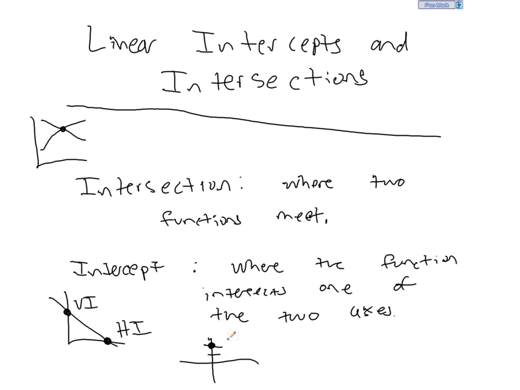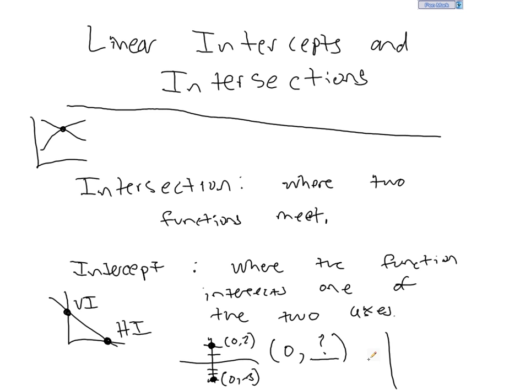Let me draw some tick marks. Well, that point would be 0, 2. If I draw another point, let's say right there, that would be 0, negative 3. So the commonality among all vertical intercepts is that they have the form 0, comma, something. And that something varies from function to function.